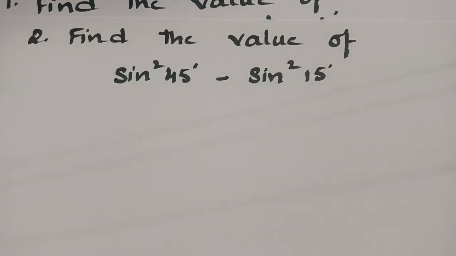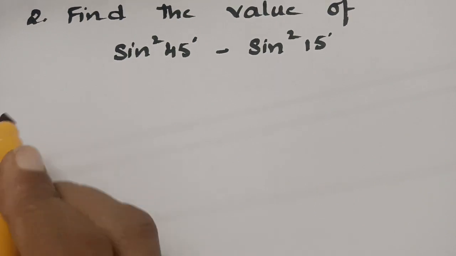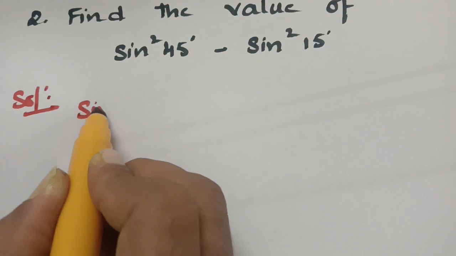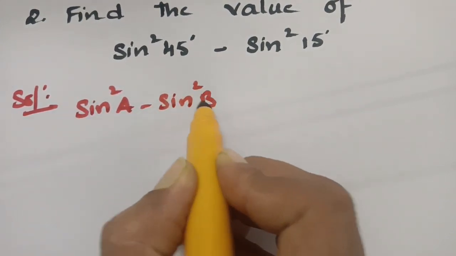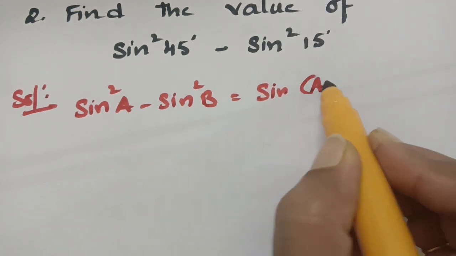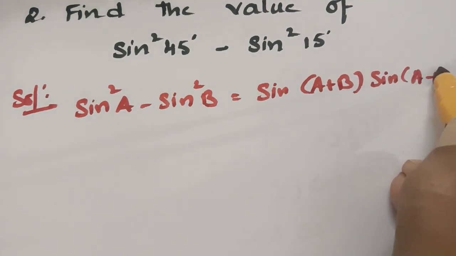And the second question here is find the value of sine square 45 degrees minus sine square 15 degrees. Again, this is of the form, so which formula do we have to use? From the question, it is very clear that sine square A minus sine square B is sine of A plus B, addition for one time, and sine of A minus B.